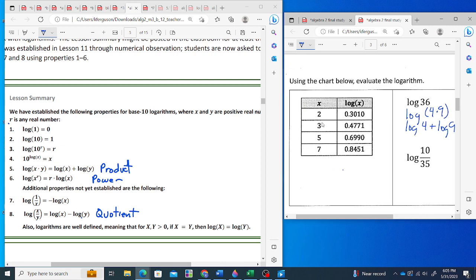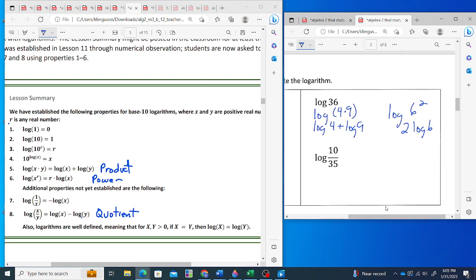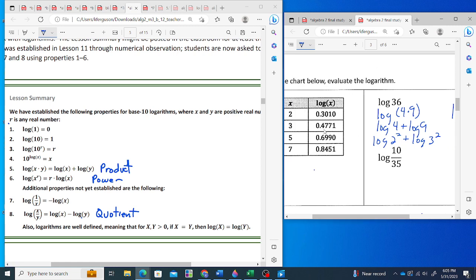Well, according to this chart, I got 2 and 3. These ain't 2s and 3s. But 4 is 2 to the second power, and 9 is 3 to the second power. Or what about 6? Well, 6 is 2 times 3. So I'm using the product rule, the power rule, and the quotient rule for logs to rearrange these problems, to stretch them out, condense them, or whatever I need to do to solve them. And I'm going to use these things here in my chart.